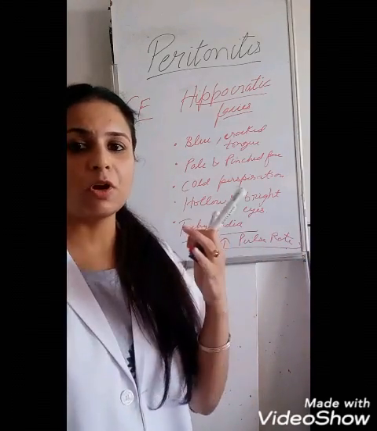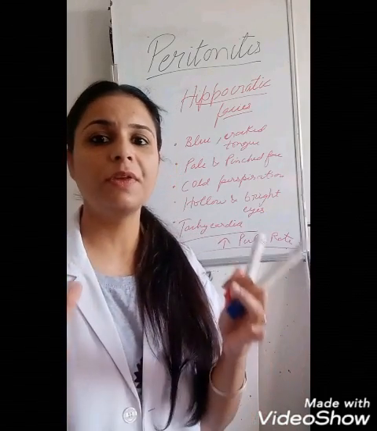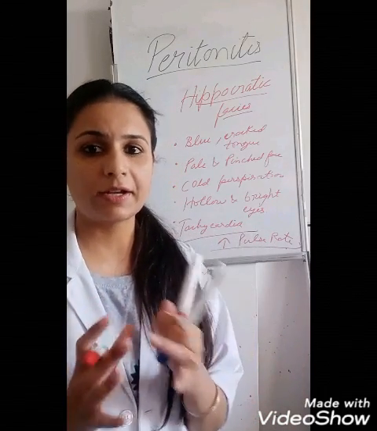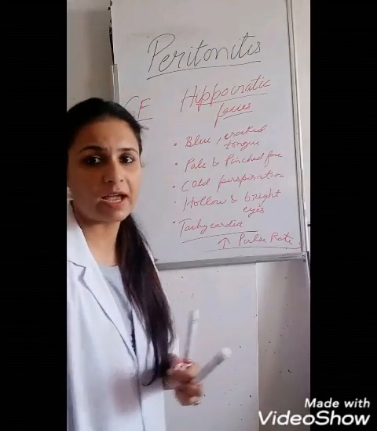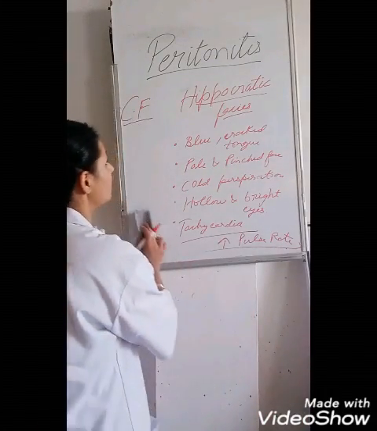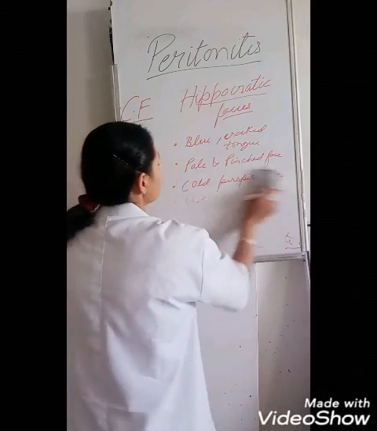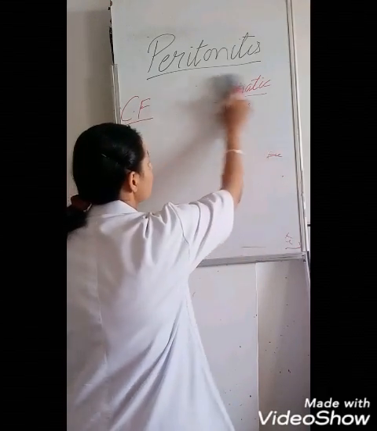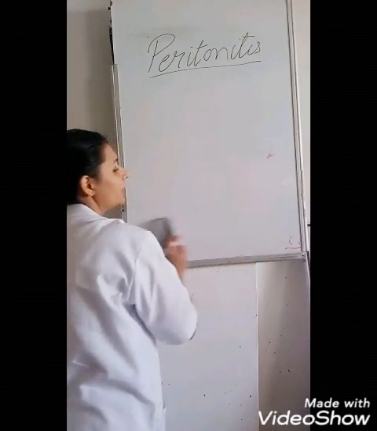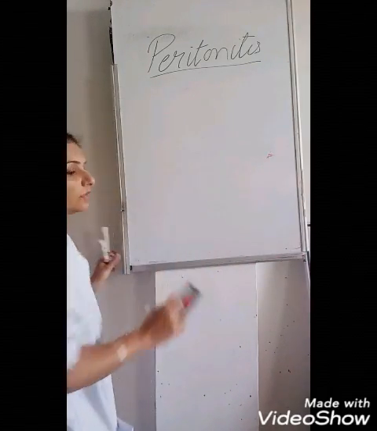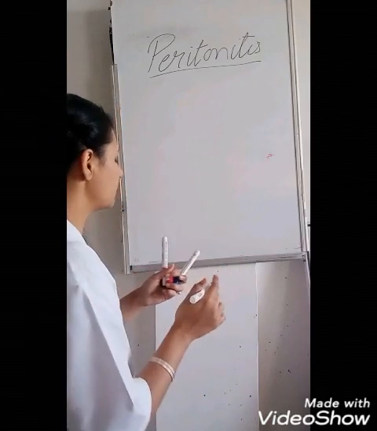So there will be cold perspiration on the head with blue and cracked tongue. The face will be pale and pinched with hollow bright eyes, and tachycardia will be marked along with the fever and persistent vomiting with abdominal rigidity and guarding. So these were the features.